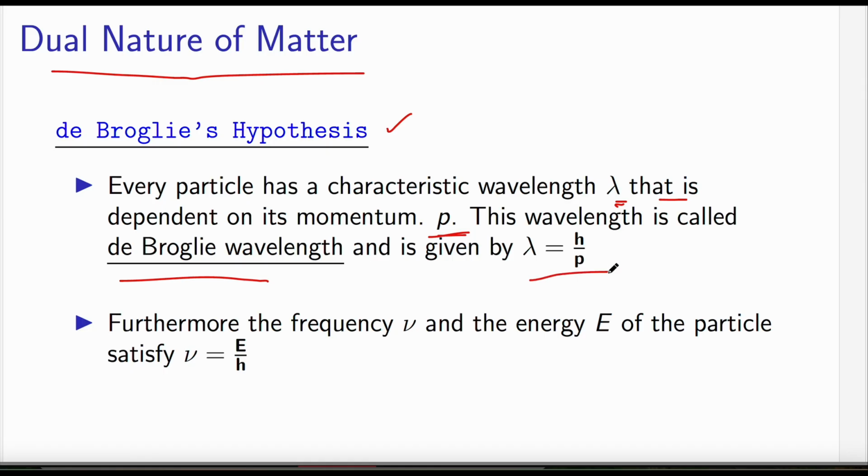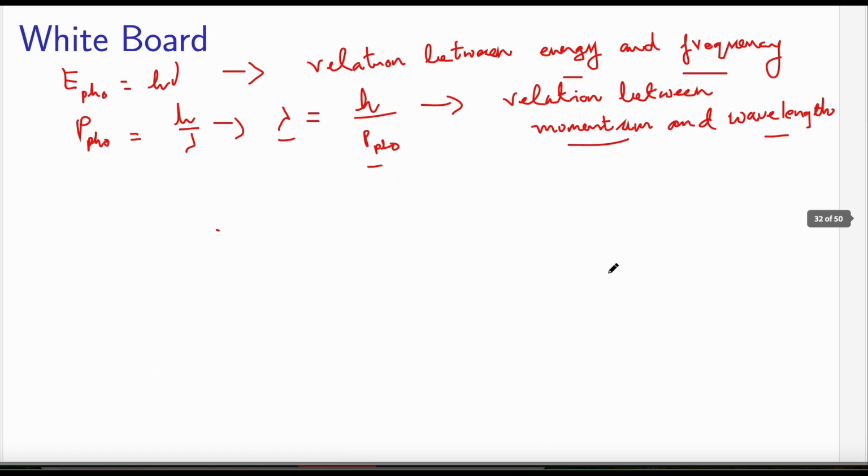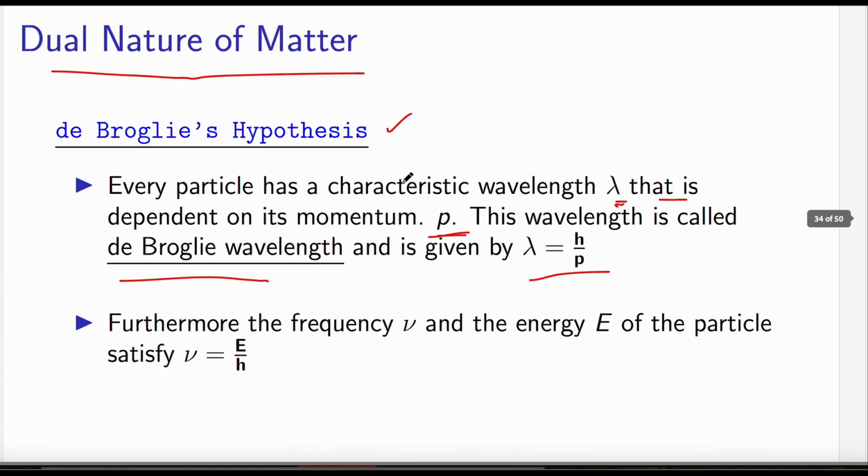Simple, right? We had seen this relation in the case of photon, but this is nothing particular about photon. This is true for any particle. So particle and wave are strongly interconnected, and that's why it's called the dual nature of particle. A particle is actually a wave, just like a photon is a wave.